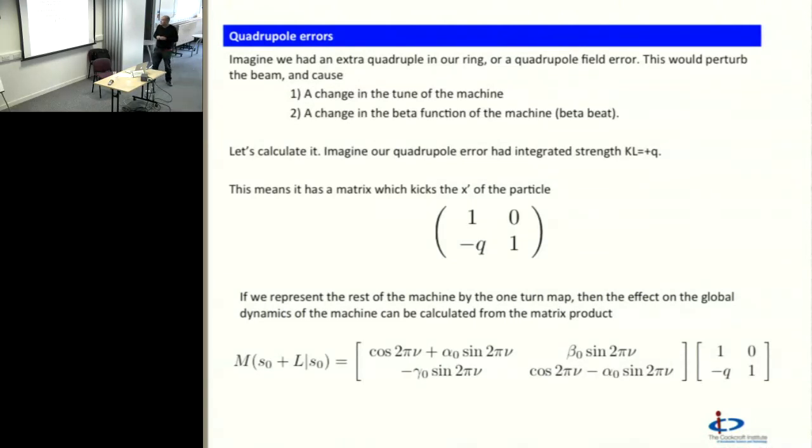Let's calculate it. I've done this explicitly because it's a much shorter calculation. So imagine we have some lovely lattice. We have some quadrupole error in the lattice which has some strength plus Q. Right, let's compute it.